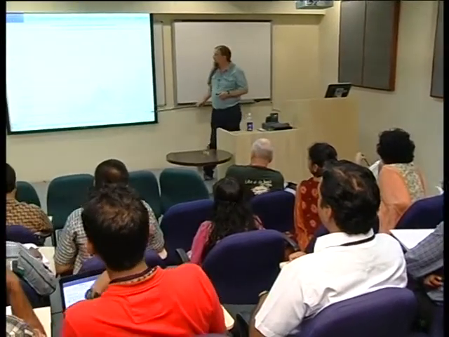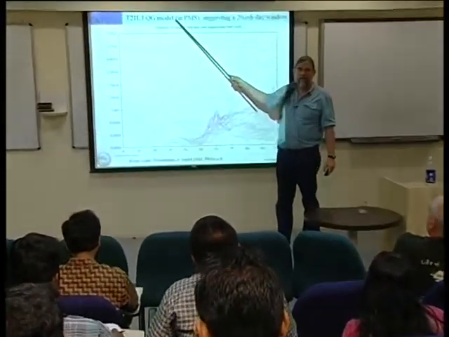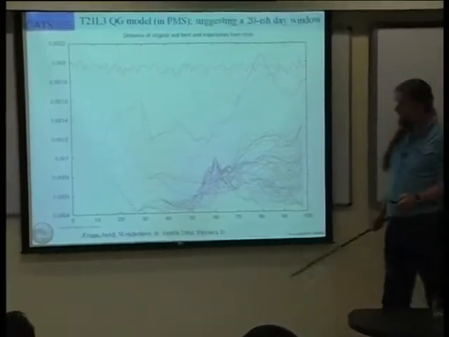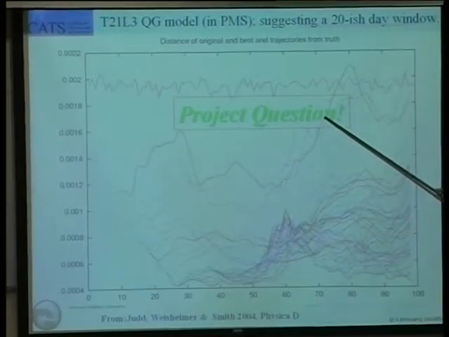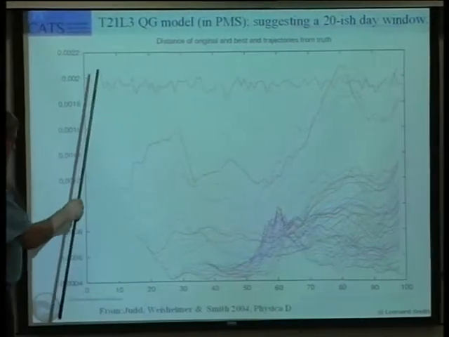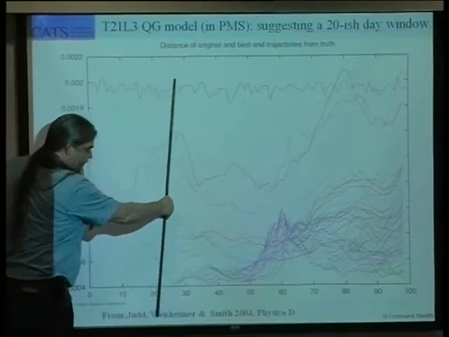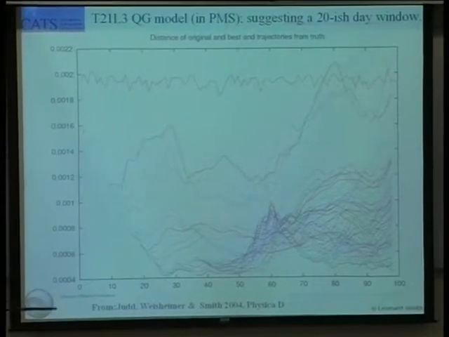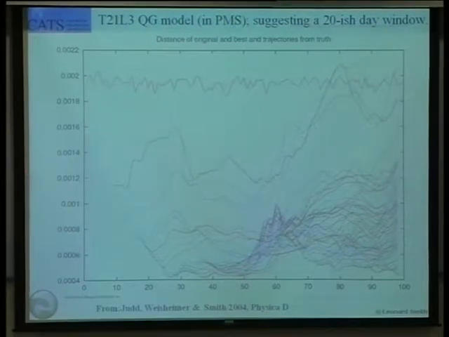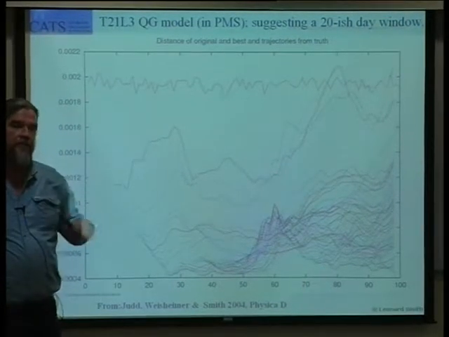Okay. So what's this? Now we've moved to a T21 three-level quasi-geostrophic model. So this is still perfect model. What I just want to illustrate, and again, this is a perfect project question, is what we've done is we started with a window of 10 days, and we've made that window longer and longer and longer up to about 30 days. And because this is a perfect model scenario, I know where truth is. And I can see, as I make the window longer and longer, how much closer do I get to the true state of the system.